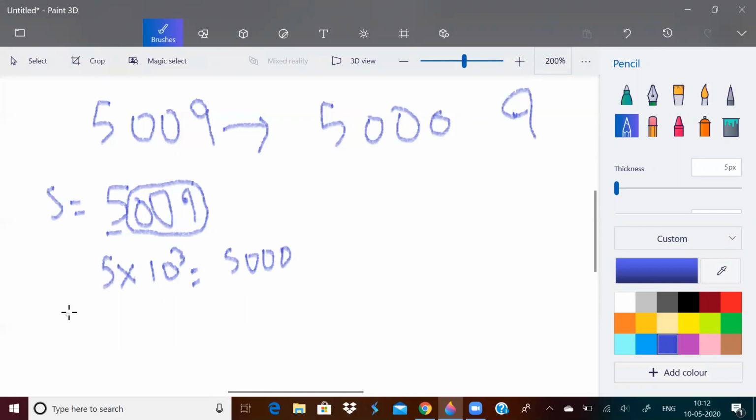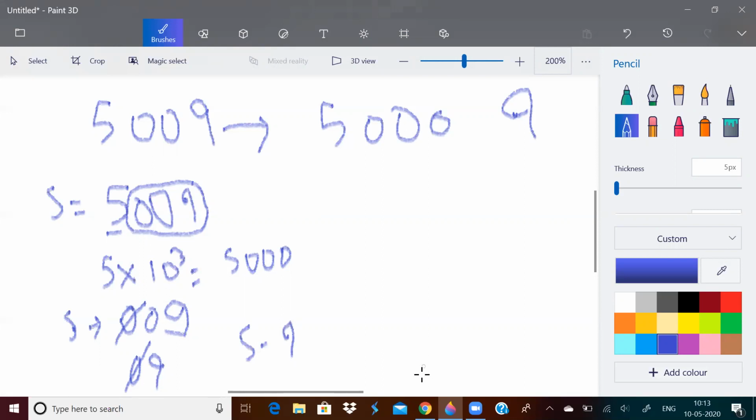So my S becomes what? 009. Now my first digit is what? 0. So if my first digit is 0, there is no point in doing anything. I will delete it. My string becomes 09. Again, the first digit is 0. There is nothing to do. Now my S becomes 9.